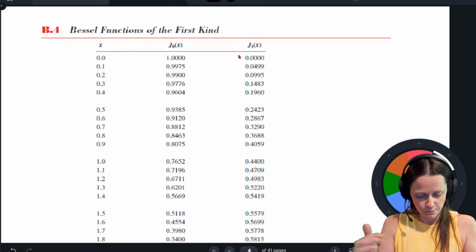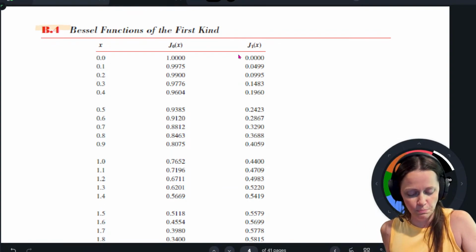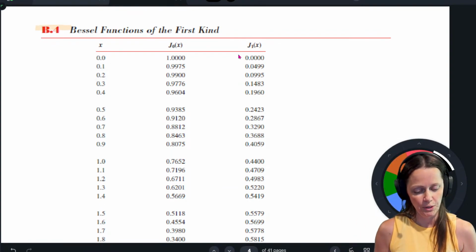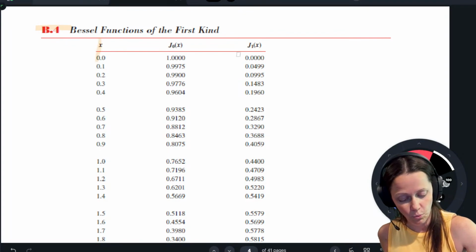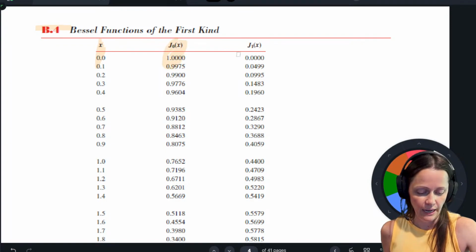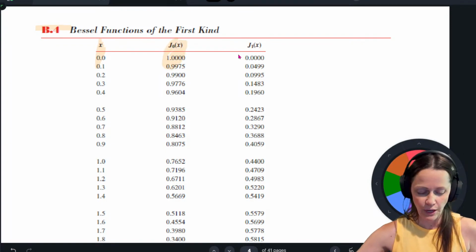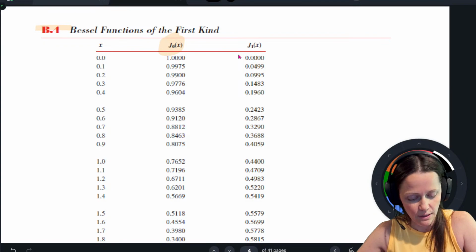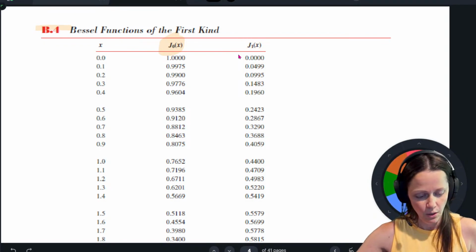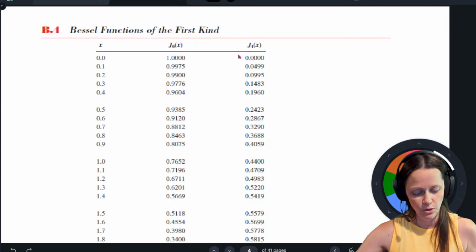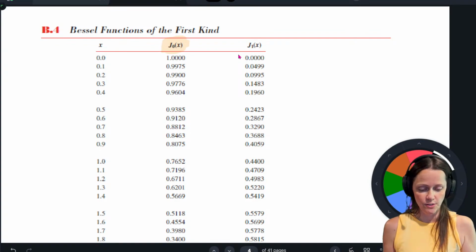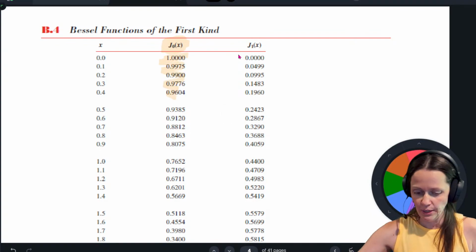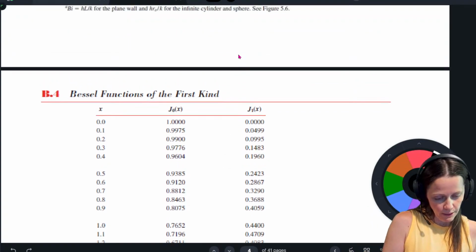Just scroll down. It's table B4, but it's just on the next page of that equation sheet. And all you're going to do is look up what you're inputting, and then you'll get the output, right? So you've got this one with a little subscript 0, this one with a little subscript 1. Just make sure you're looking at the correct one. So in that equation for theta star, it's going to be this column right here.